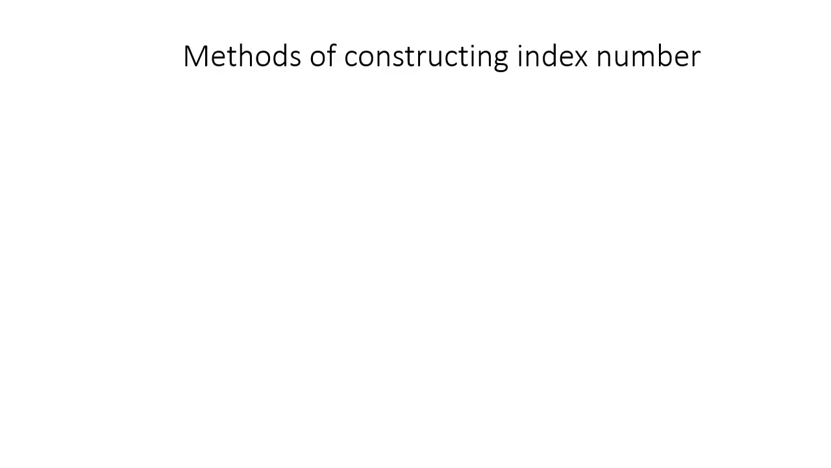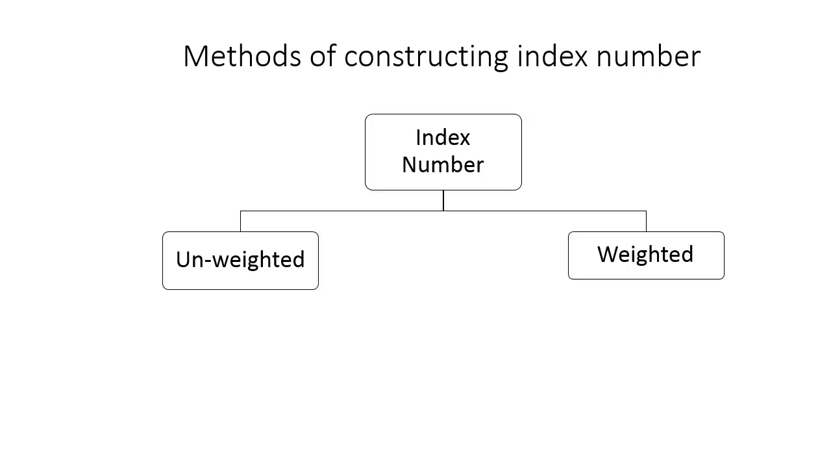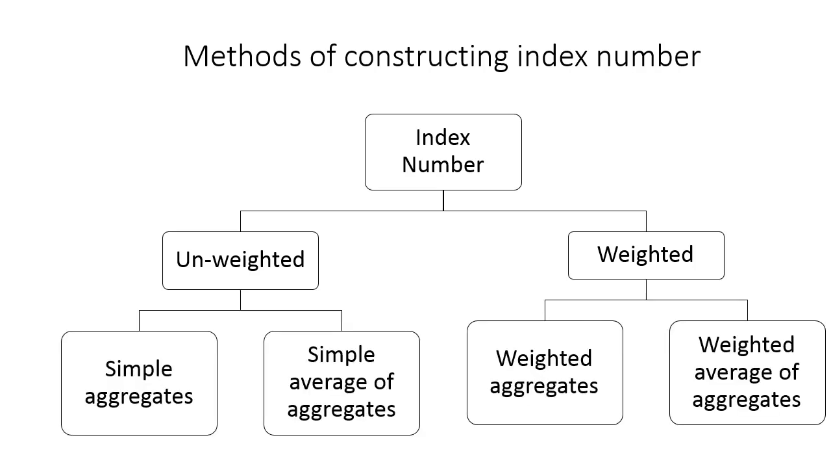Now there are various methods of constructing an index number. We broadly classify them as unweighted and weighted index numbers. In unweighted index numbers, we have simple aggregates and simple average aggregates. And in weighted index numbers, we have weighted aggregates and weighted average aggregates. So there are different ways of constructing an index number, and in our next modules, we'll be talking briefly about each of these methods.